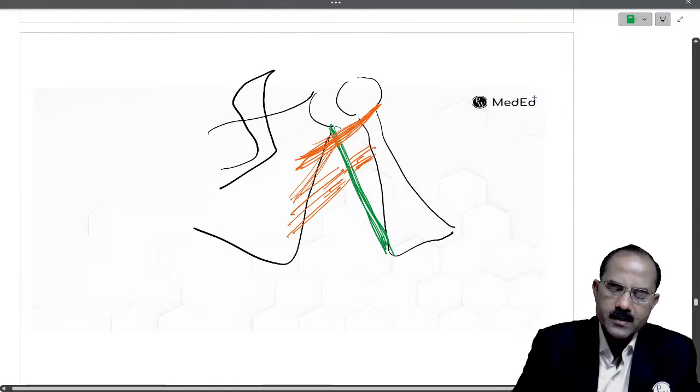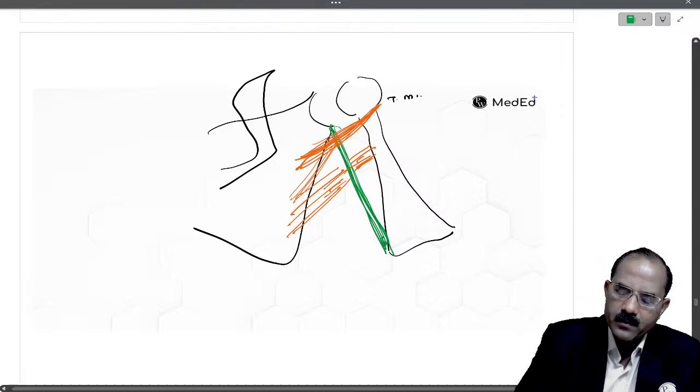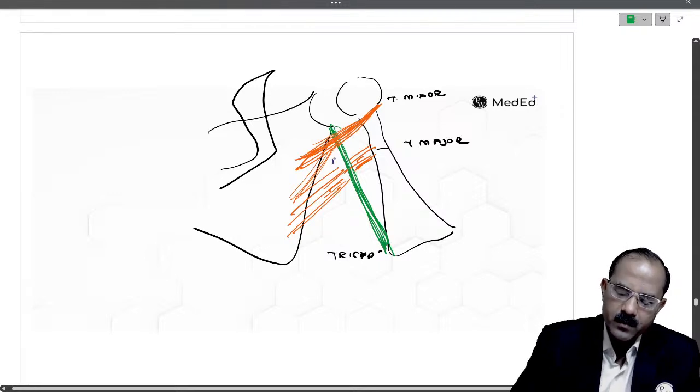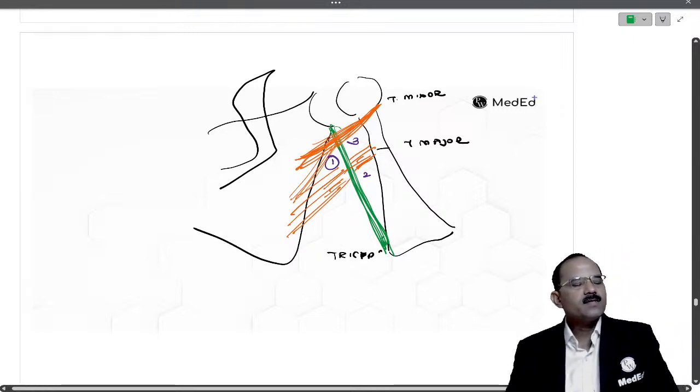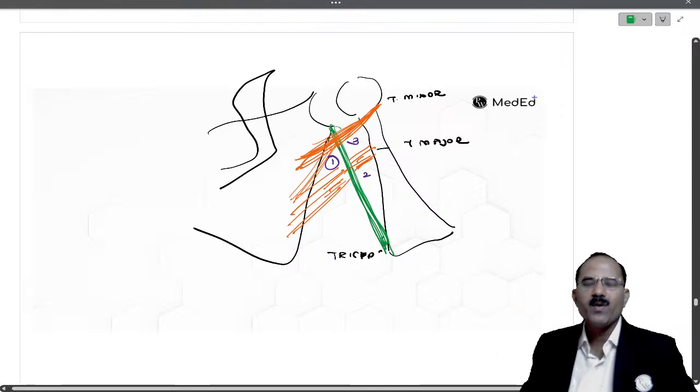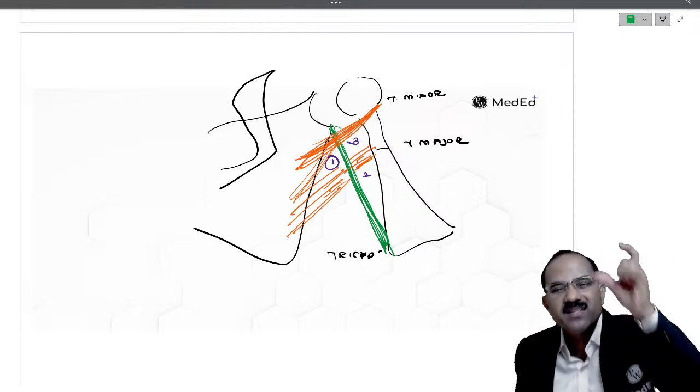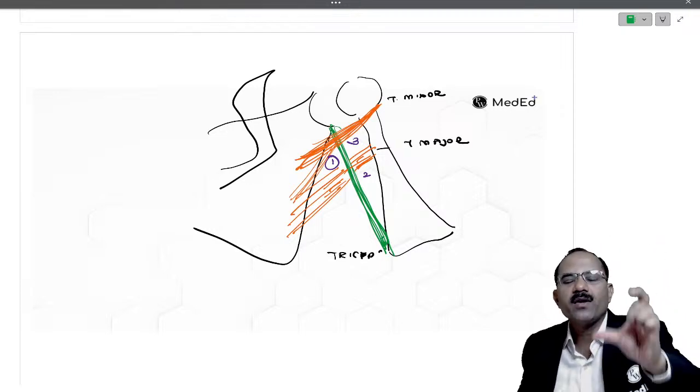So this is teres minor. This is teres major, and that's the triceps. So what is this number 1? What is this number 2? And what is this number 3? Yes, number 1. Yes, children, number 1 is the upper triangular space. Number 2 is the lower triangular space. And number 3 is the quadrangular space.